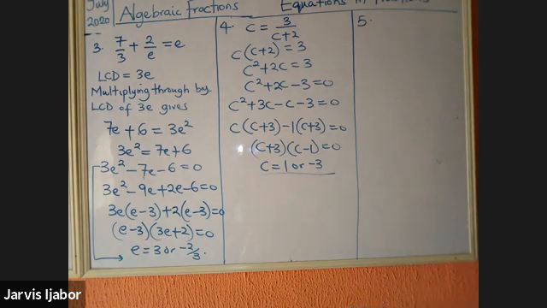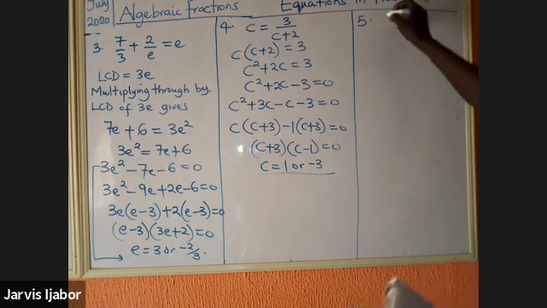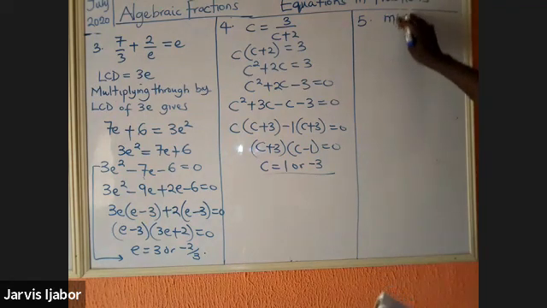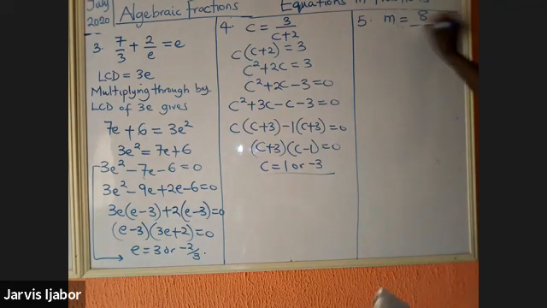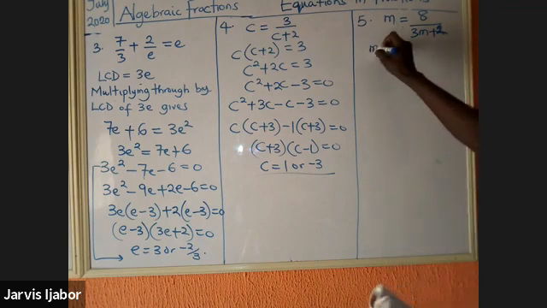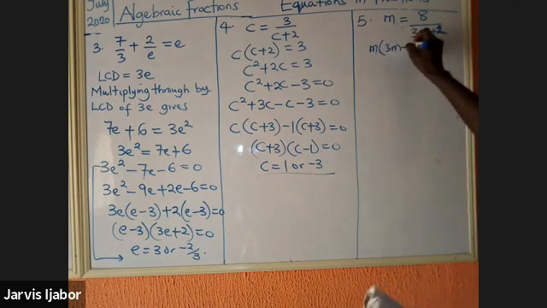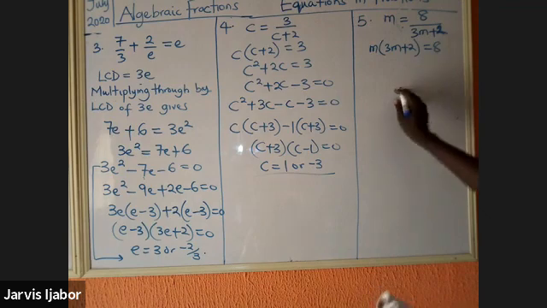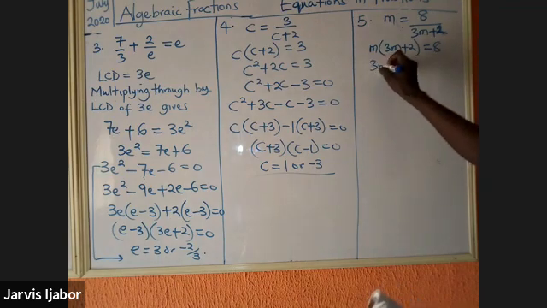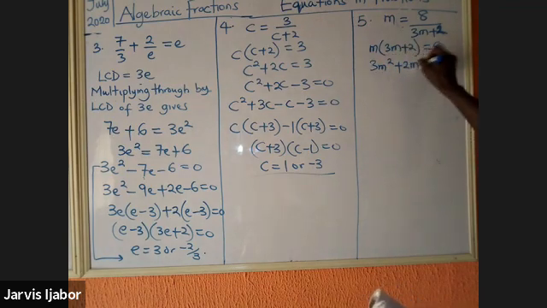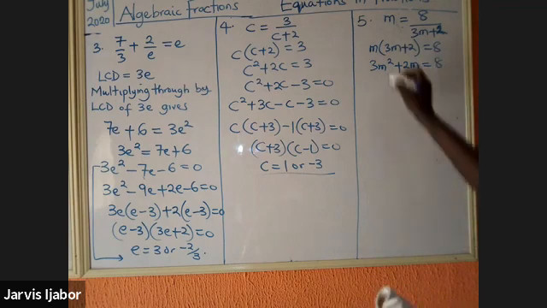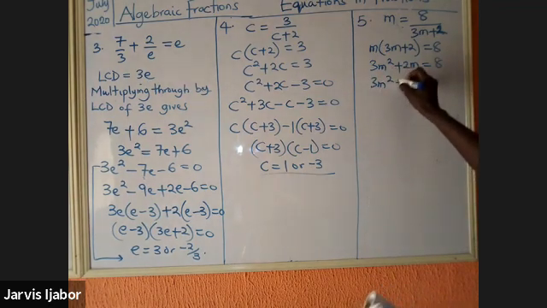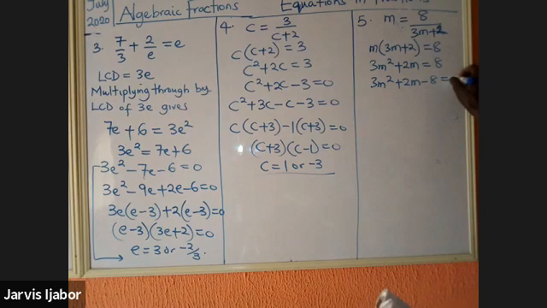In question 5, we have M equal to 8 over 3M plus 2. So what does that give you? This will be M into 3M plus 2 equal to 8. You open up the bracket, this will be 3M squared plus 2M equal to 8. And that will be 3M squared plus 2M minus 8 equal to 0.